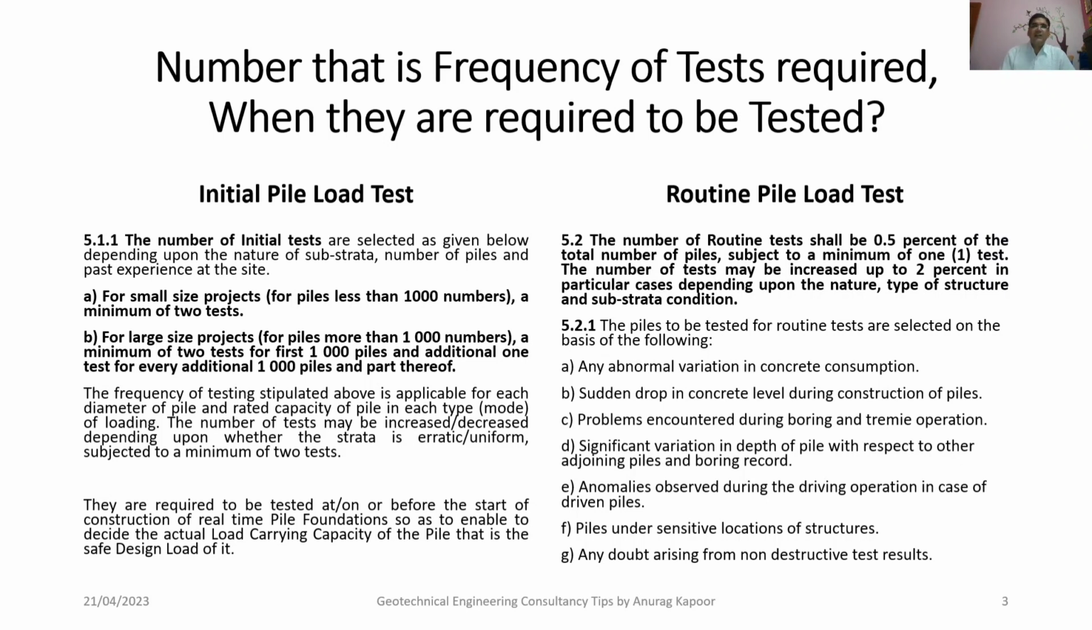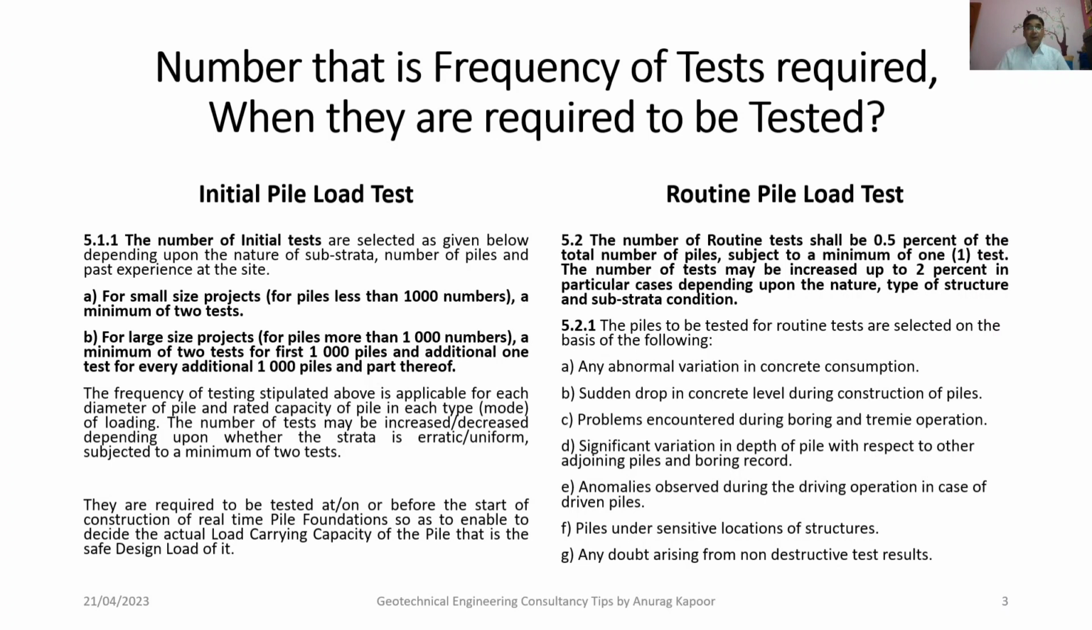Now, the number, that is, the frequency of tests required. For the initial pile load test, the number of tests is selected as given below depending upon the nature of the subsoil strata, the number of piles and past experience at the site. But the code suggests that for small projects, with fewer than 1000 piles at a particular site, a minimum of 2 tests are to be done. For large projects, with more than 1000 piles to be executed at the site, a minimum of 2 tests for the first 1000 piles and an additional 1 test for every additional 1000 piles or part thereof need to be done.